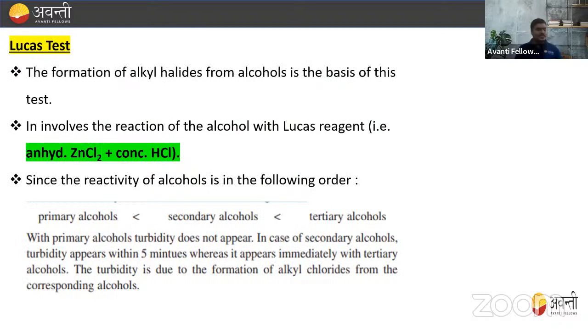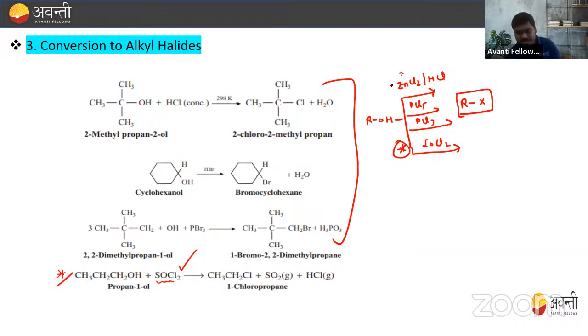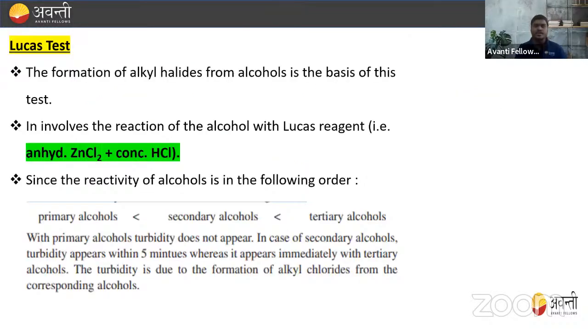Now, this Lucas test is also very important. The first one, ZnCl2 and HCl, is itself termed the Lucas reagent, right? Always remember this thing. This Lucas reagent is very important. The formation of alkyl halide from alcohol is the basis of this test, and it involves the reaction of the alcohol with the Lucas reagent. What is this Lucas reagent? Lucas reagent is nothing but anhydrous ZnCl2 plus concentrated HCl.